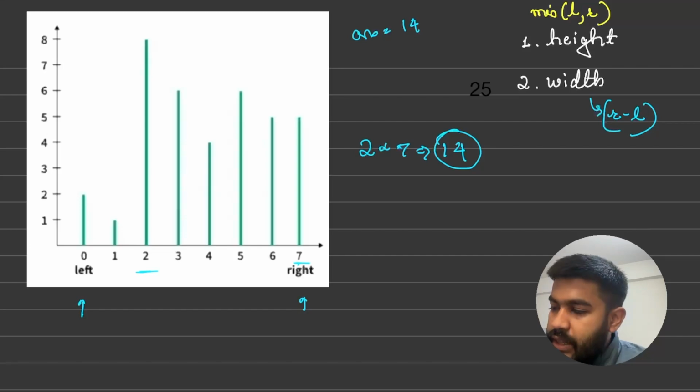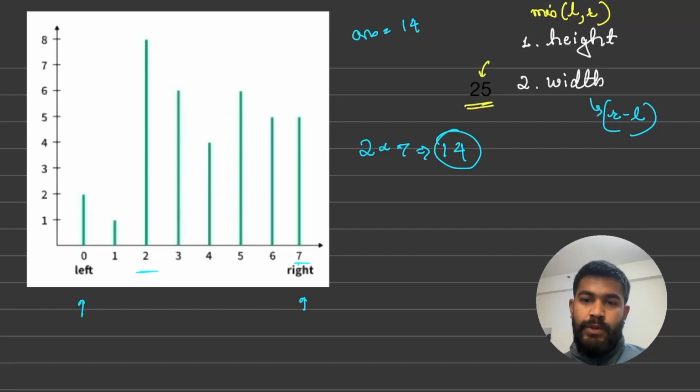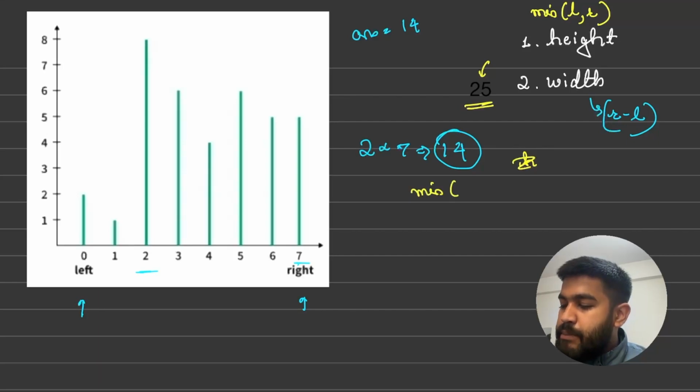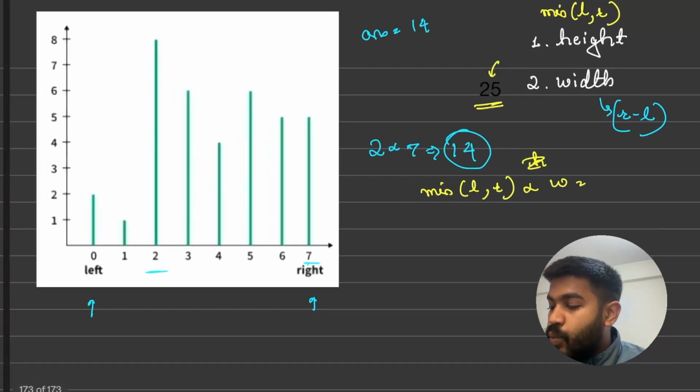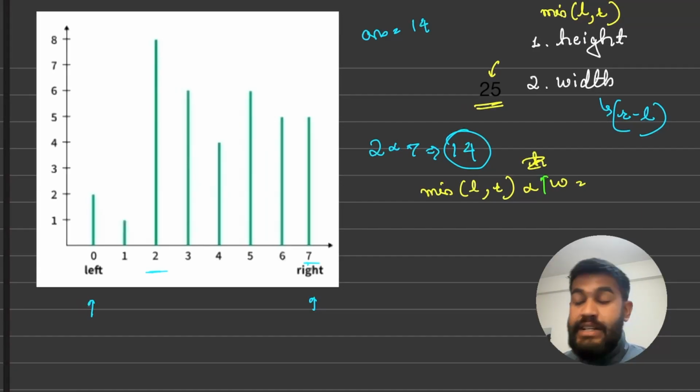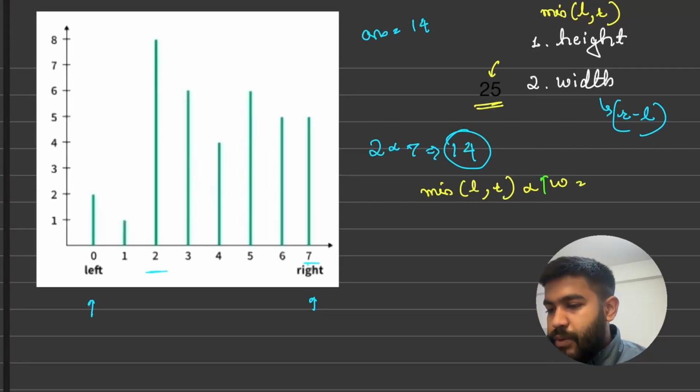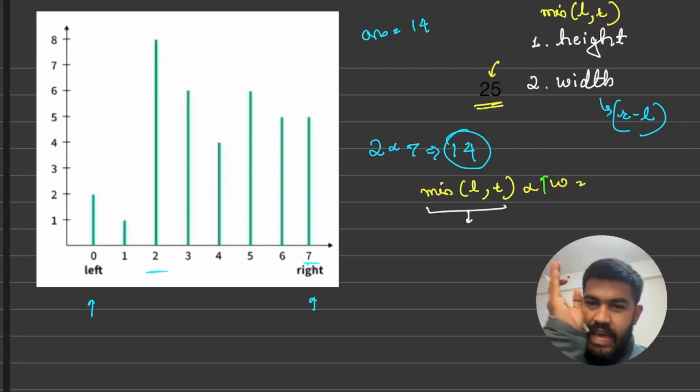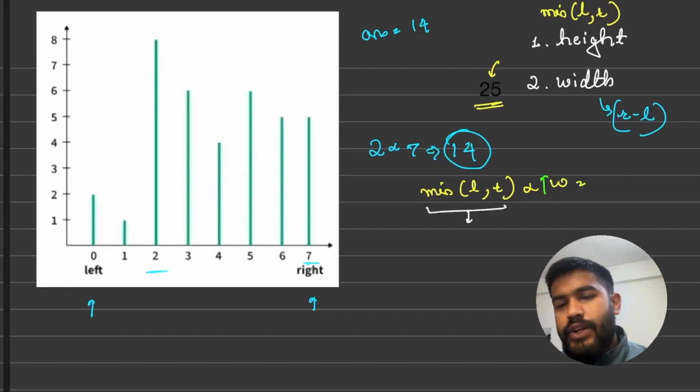Now I know that I want to increase this value, because this is not the answer. So what does it influence? It influences the minimum of left height comma right height, multiplied by the width. Width is maximized at this point; width is at its peak. Next, we should try to maximize the minimum. I'm just explaining it in an intuitive fashion. Width is at its peak, so we can't really touch it.